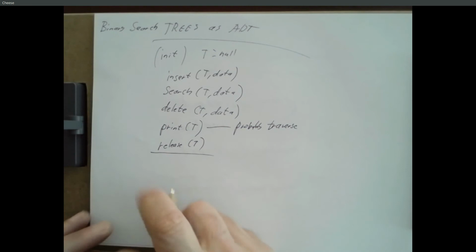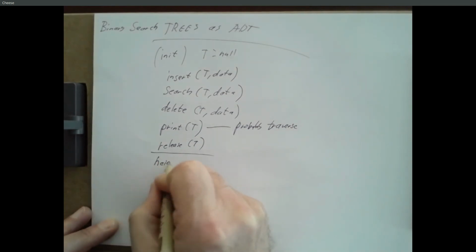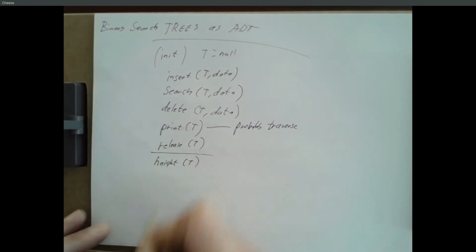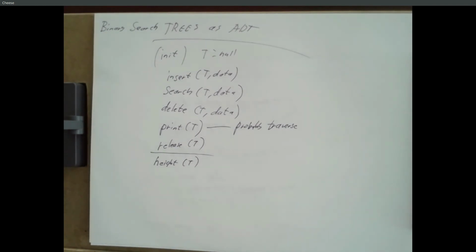But we might also have something like height. We give it a tree and it tells us what the height of the tree is. And remember, the height is the depth of the deepest node, and the depth of a node is the number of links from the root to that node, the number of steps you have to take. So it might be nice to have a function that tells us the height.